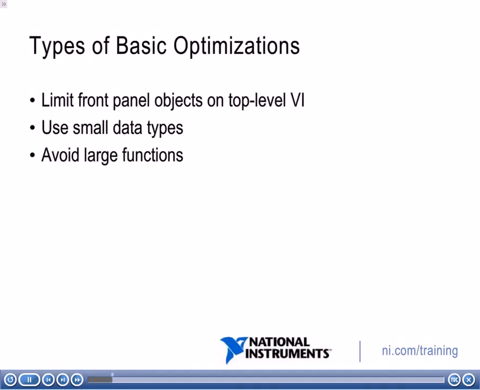So here we see the types of basic optimizations that we're about to talk about. We'll talk about limiting front panel objects on the top level VI, how to use small data types, and how to avoid some large functions.